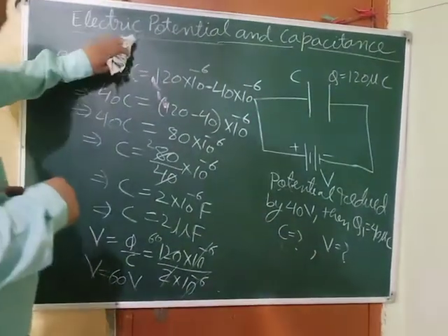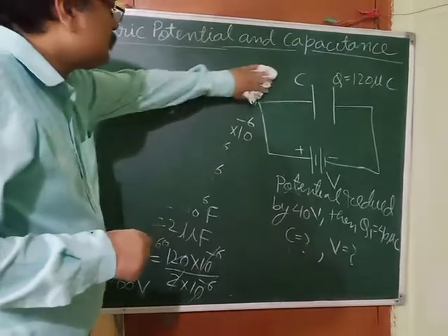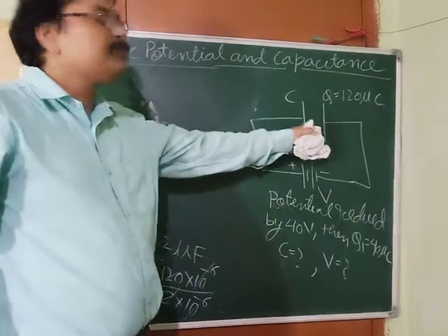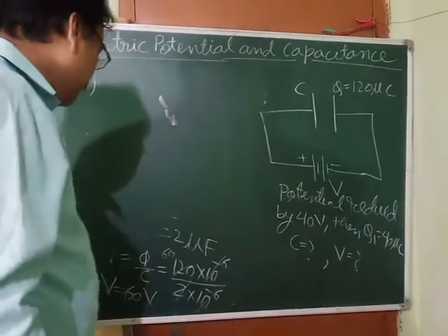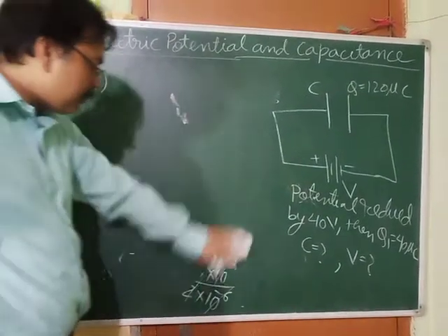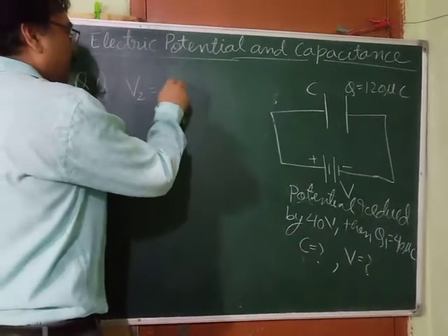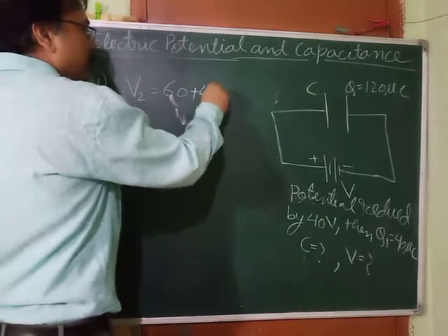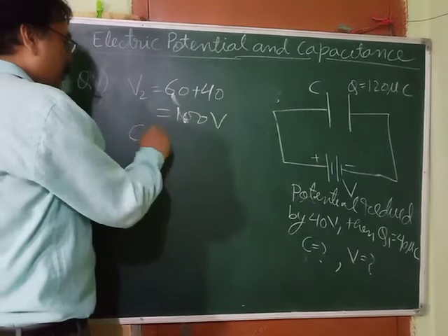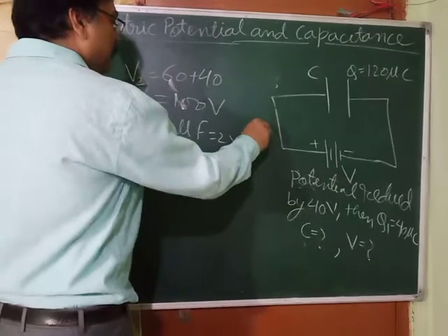Now the question is that if the potential is increased by 40 volt, then what will be the amount of charge on the capacitor? So potential initially is how much? 60 volt. So if you are going to increase this by 40 volt, what will be the new potential? New potential we can write V2 is 60 plus 40, because 40 volt you are going to increase. So we will get 100 volt. Capacitance you got is 2 microfarad, that is 2 into 10 to the power minus 6 farad.